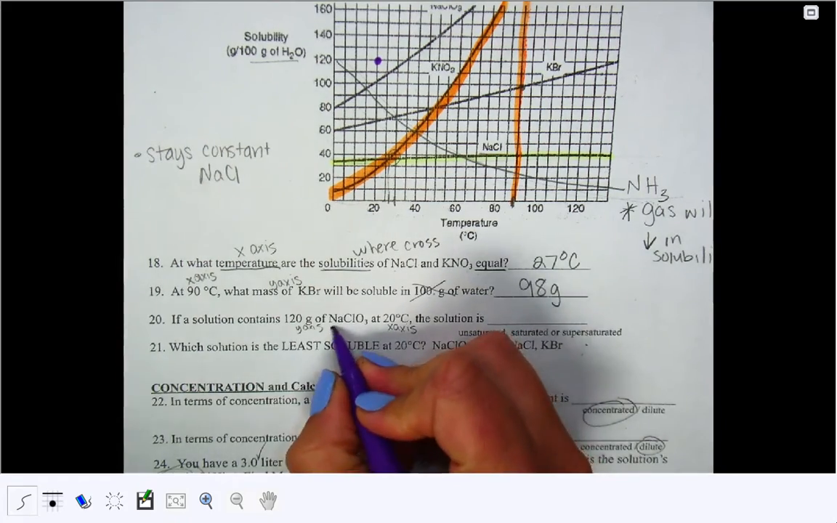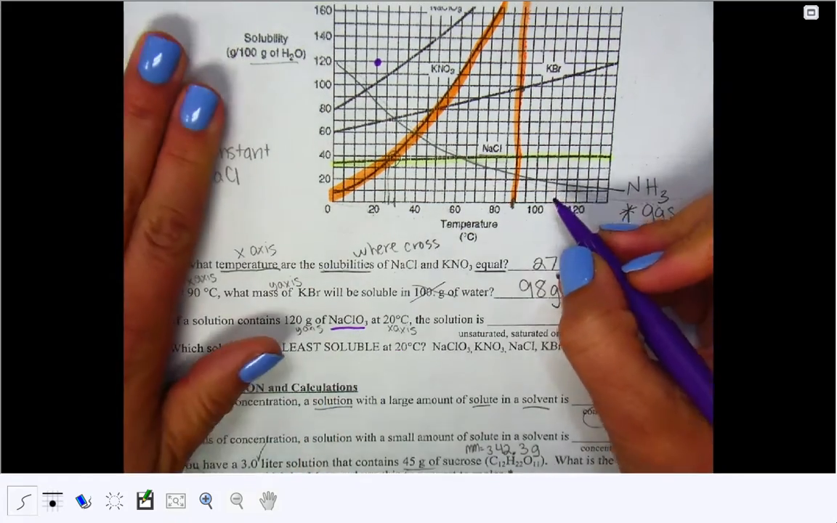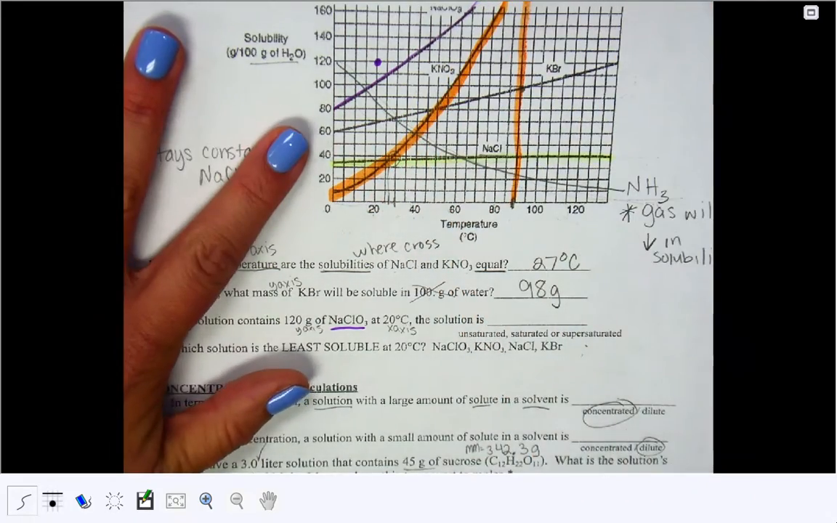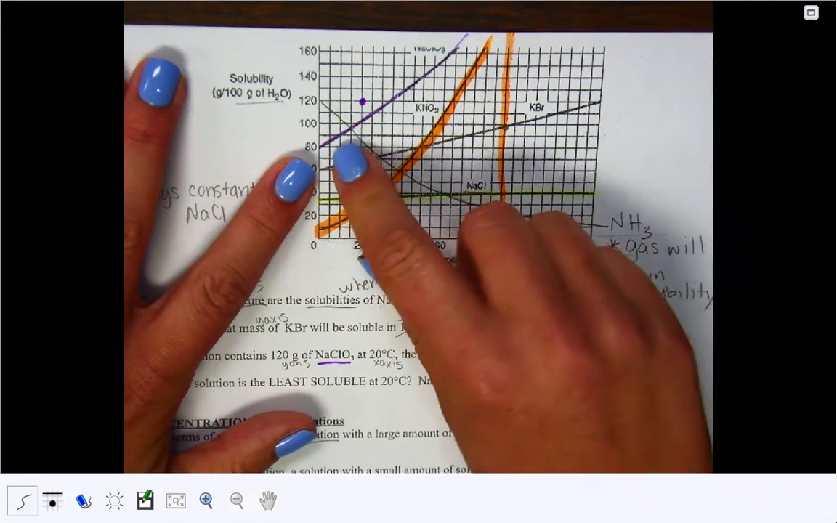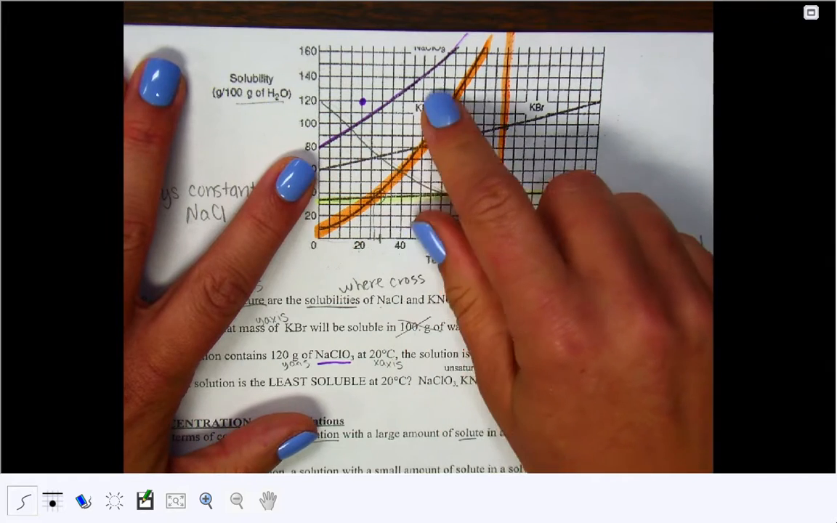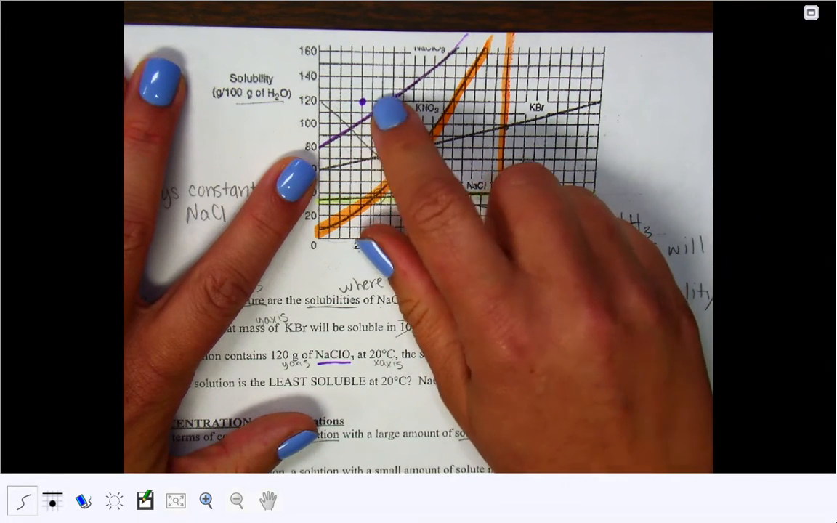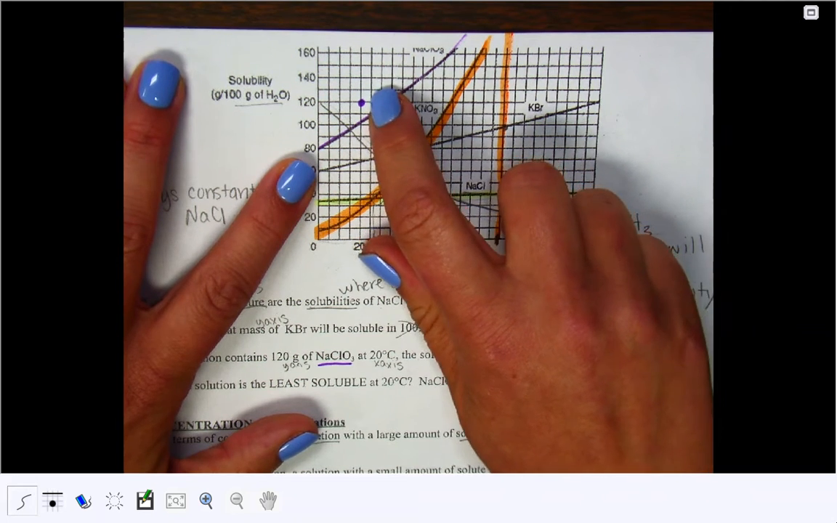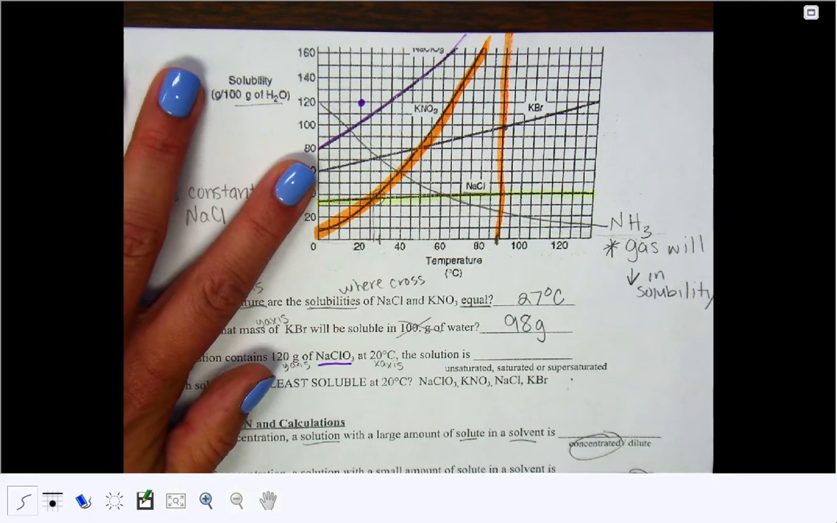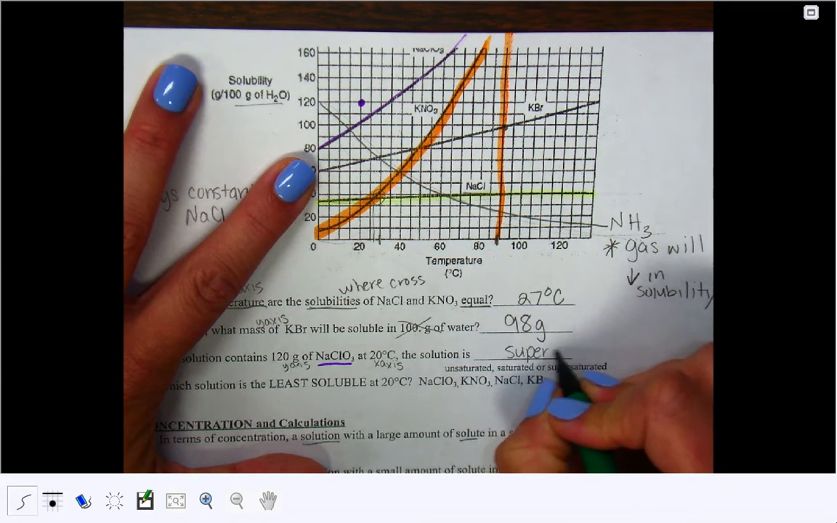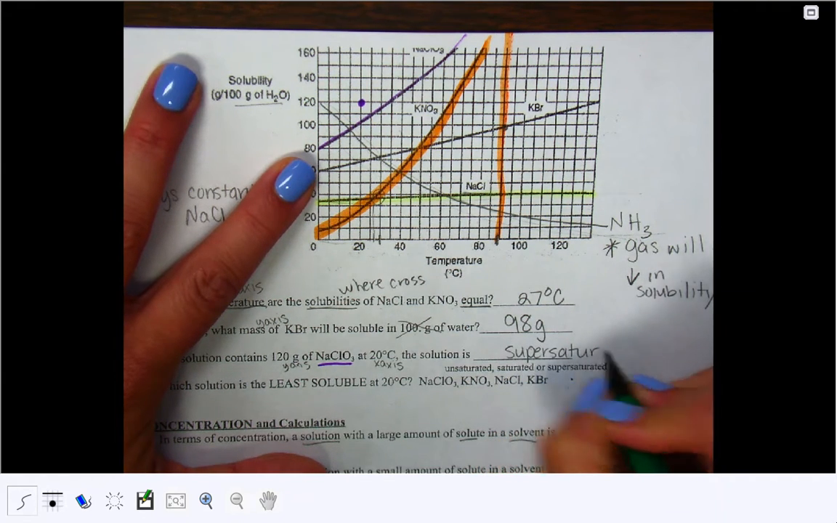They said NaClO3. So that one is this crazy one kind of going up the page. It might have gotten cut off on yours, sorry. But according to this, where does the dot lie? Above it, on it, or below it? It's above it. So what would we call that? Supersaturated.